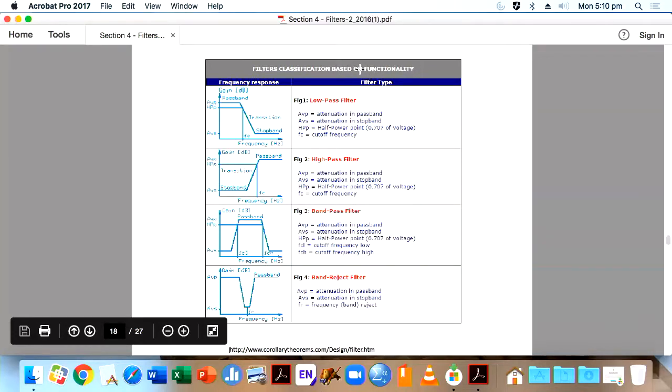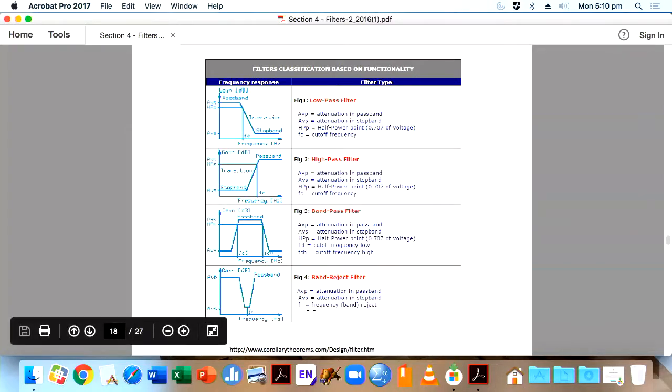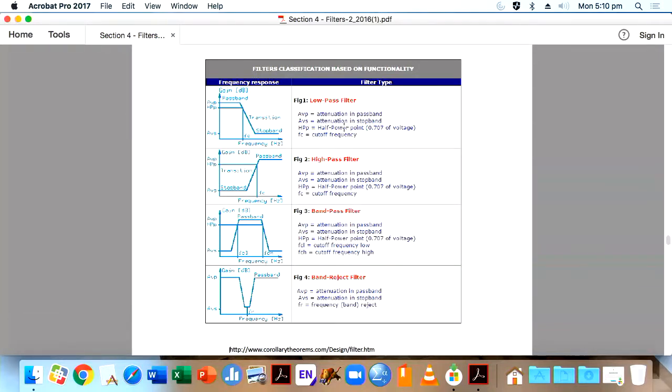Based on the functionality, this name is very important because there are other classifications. Based on the functionality, you will see low pass, high pass, band reject. But under this low pass filter, there are so many different types of designs, like Butterworth filter, that's a low pass, Chebyshev filter, and then again in the high pass you will see different names. But those depend upon the type. So these are based on the functionality. This is a top level classification.